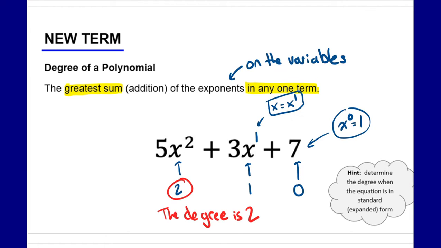One thing to keep in mind, if you have an equation that's not in standard form or it's not expanded, right? So in some quadratics, it might not be expanded. You can't determine the degree until it is in standard form. So determine the degree when it's in standard or expanded form. So you need to expand it so we can actually see what the degree is. So just something to keep in mind or be mindful of.